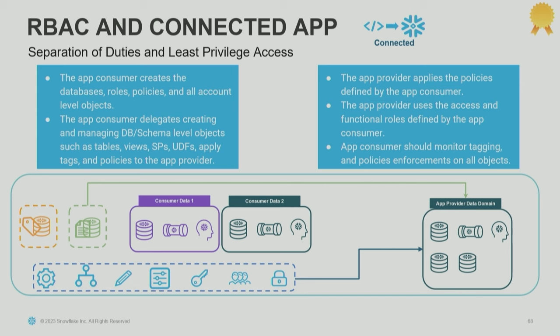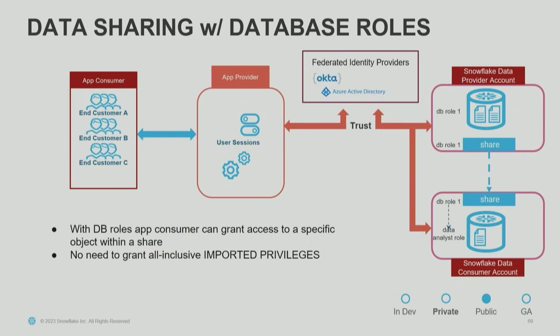Now, in a data app environment, you probably want to share data for different reasons. You want to, for example, for enrichment. I'm an app provider, for example. I have a data set and I need to enrich the data set, right? So I might need a data share. In the past, when you used data sharing, you had only one privilege. It's called imported privilege, and that's all inclusive. That means you will grant access to all objects in that data share.